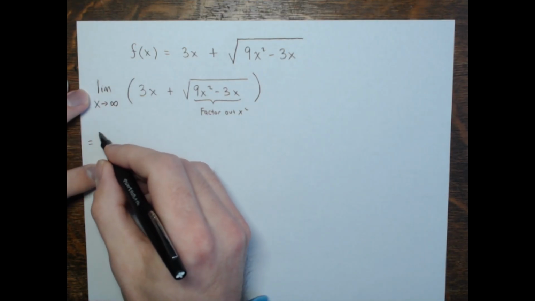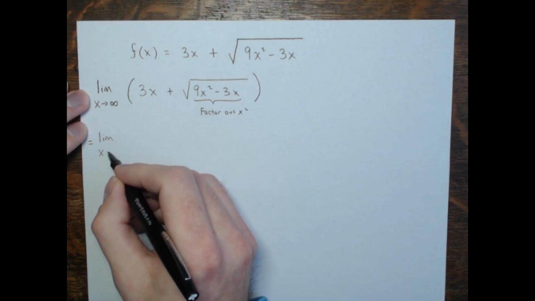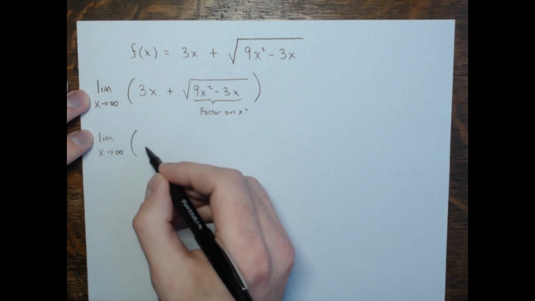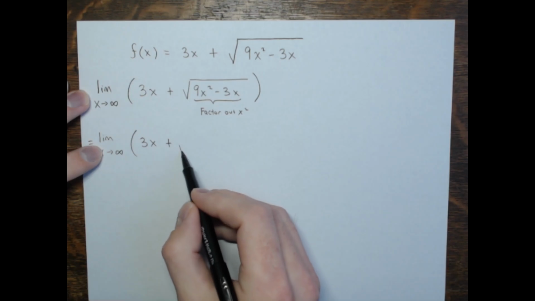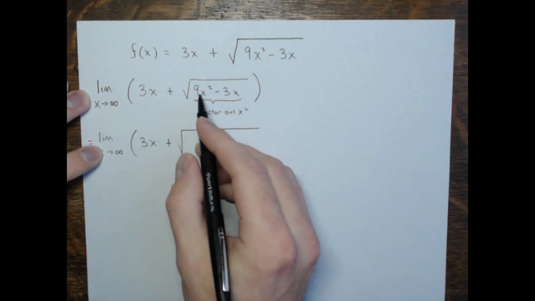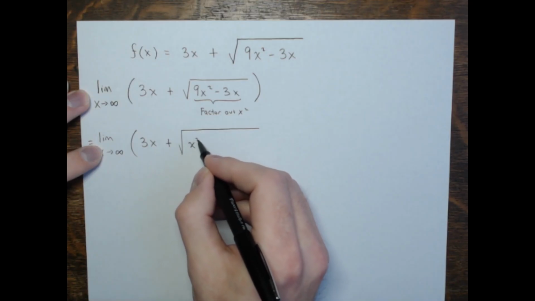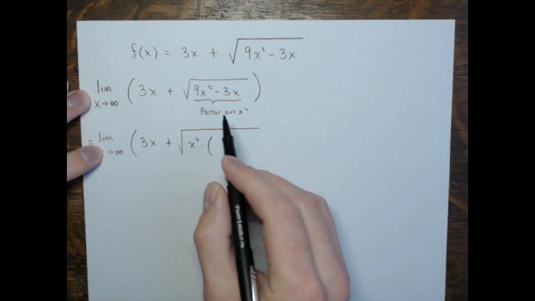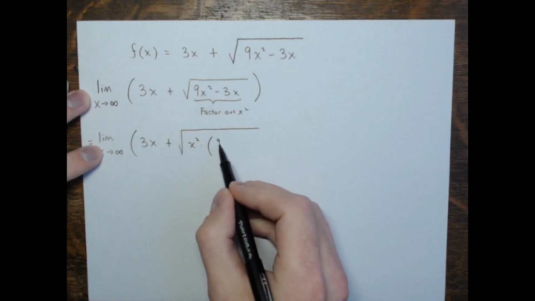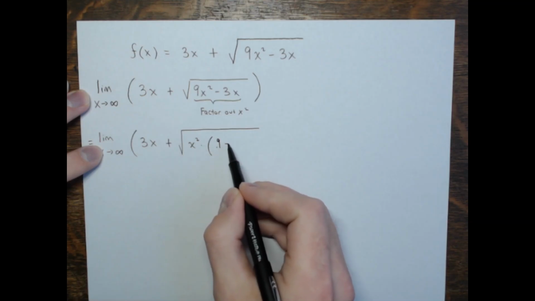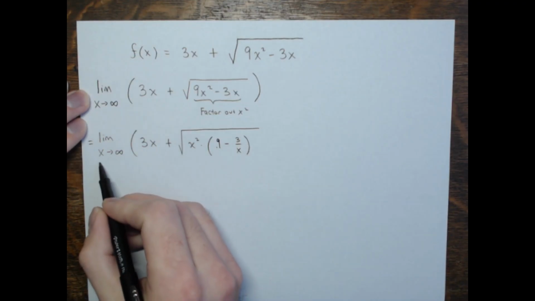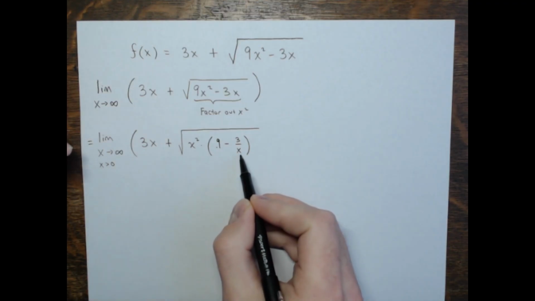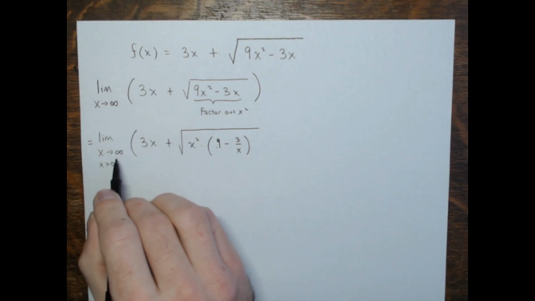So now we have the limit as x approaches infinity of 3x plus, and if I pull out x squared from that, this becomes the square root of x squared times 9 minus 3 over x. I can do that because x is clearly not 0, so we're not worried about dividing by 0 with this 3 over x. x is clearly a positive number.